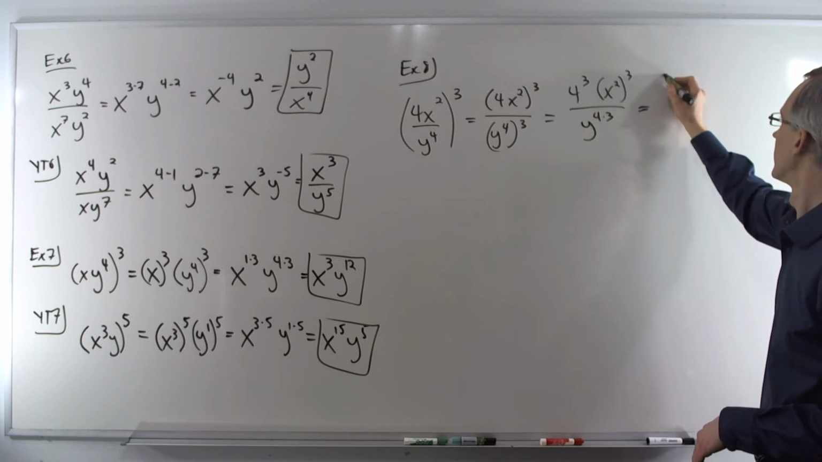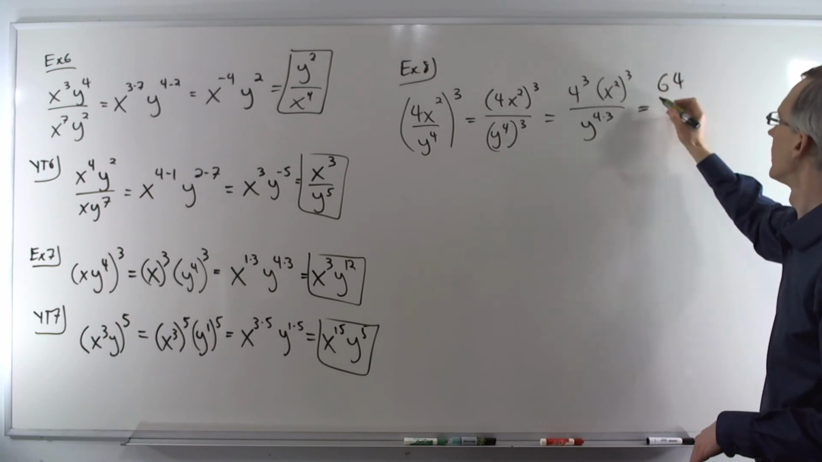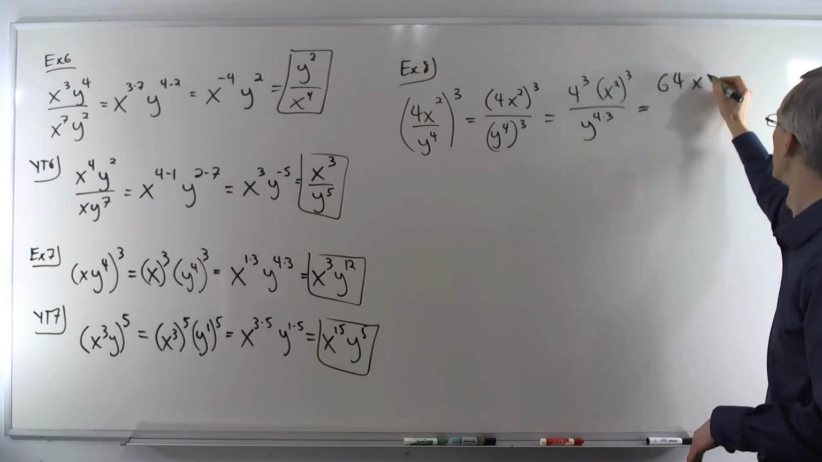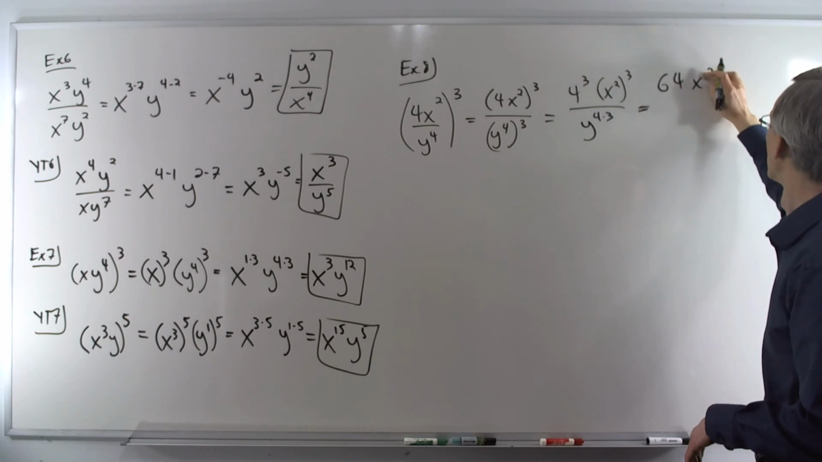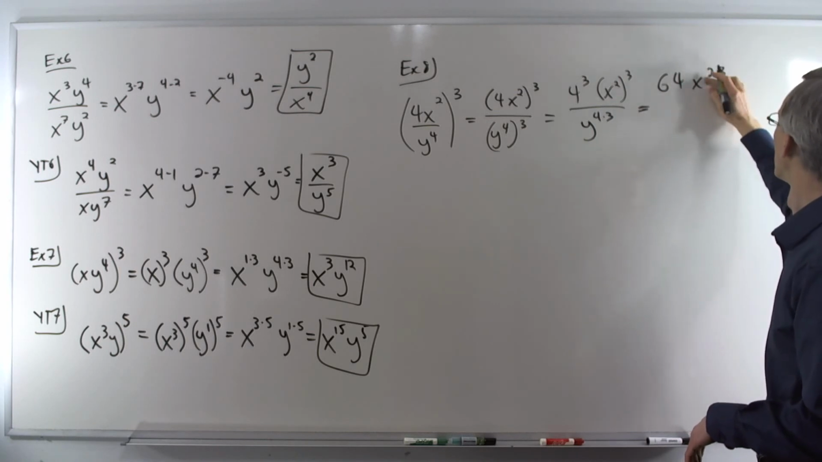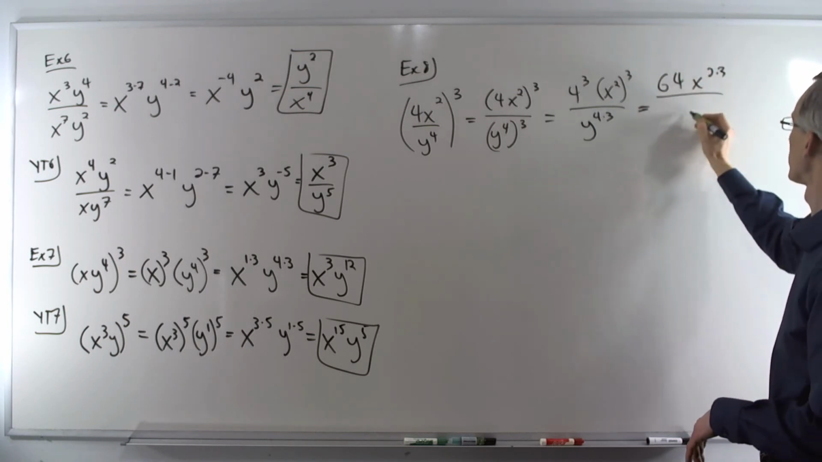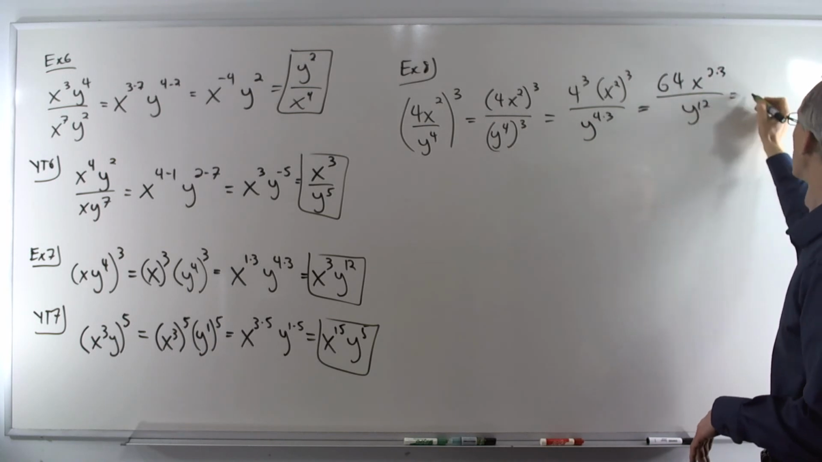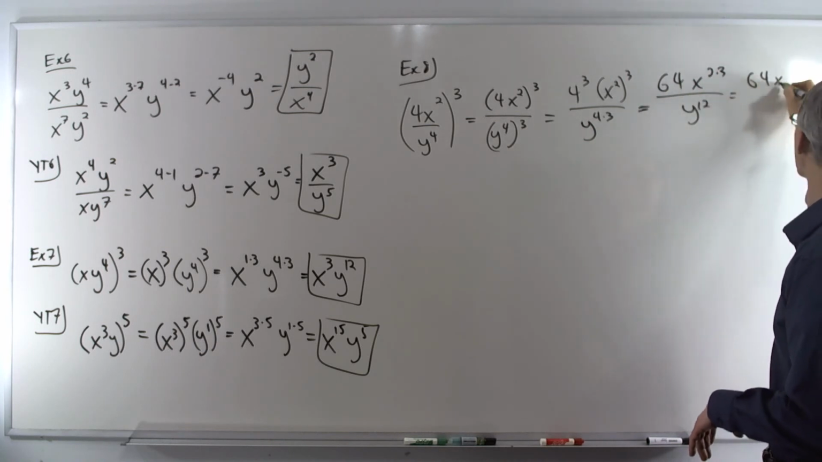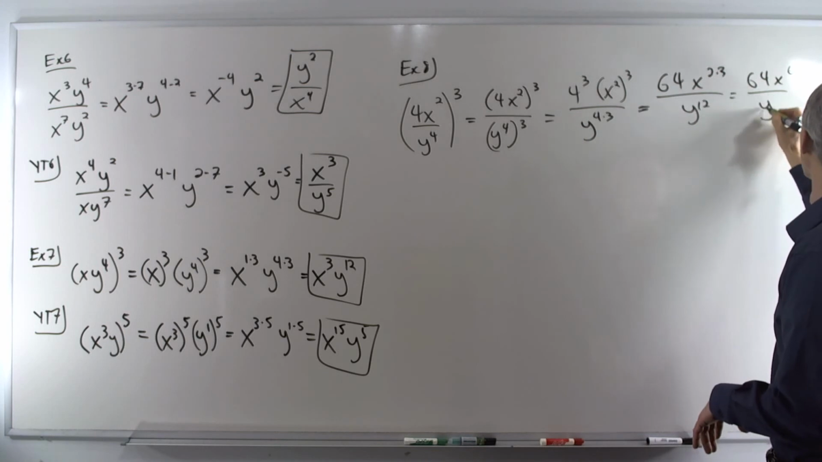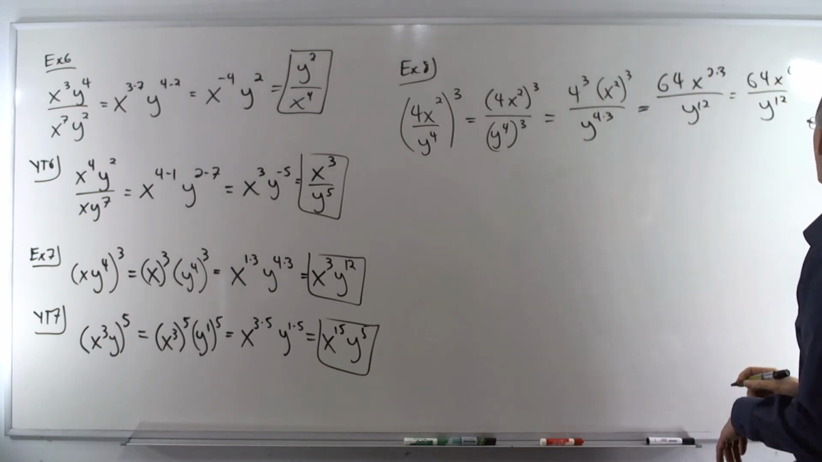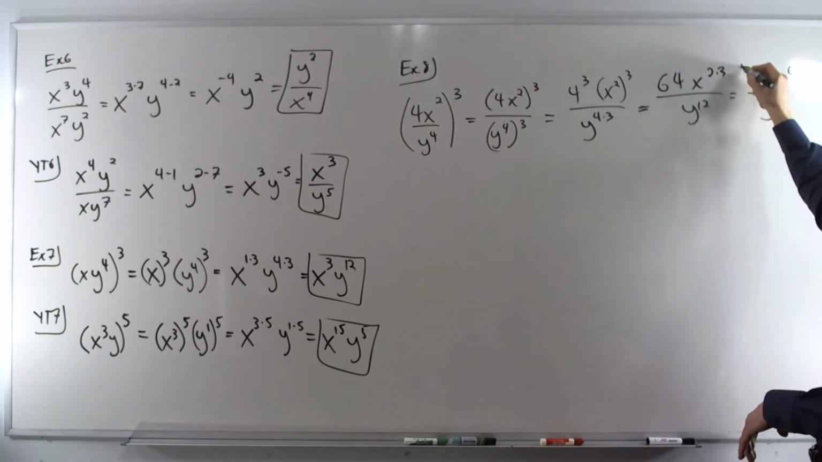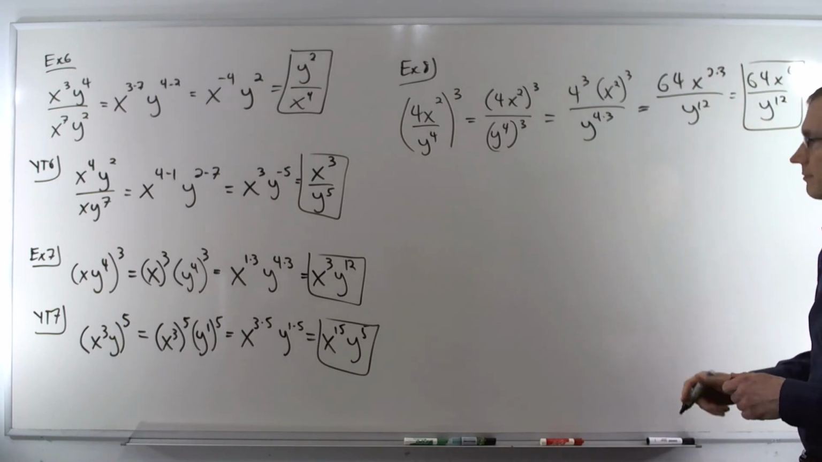4 to the third, that is 64. X squared to the third power is x to the 2 times 3. Multiplying those exponents out, we get 64x to the 6th over y to the 12th.